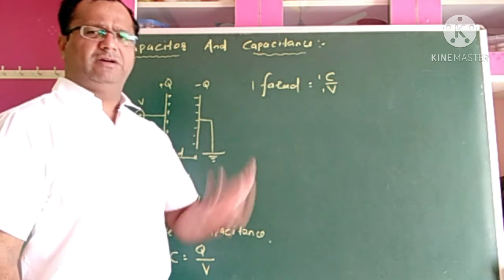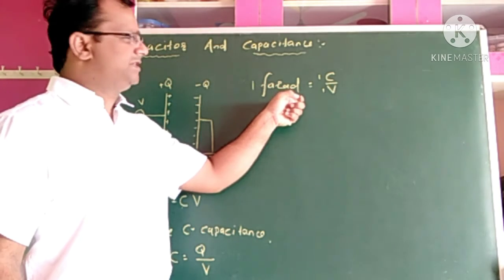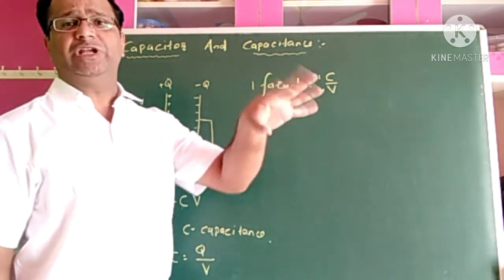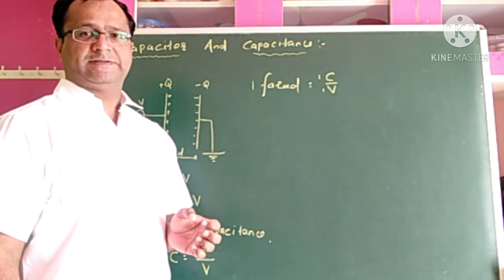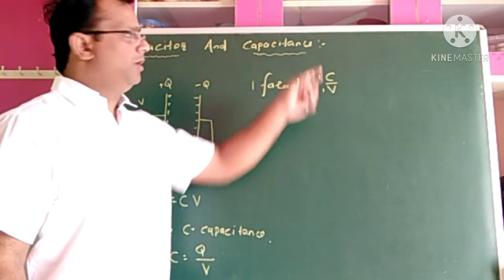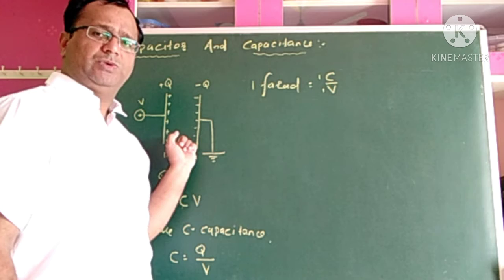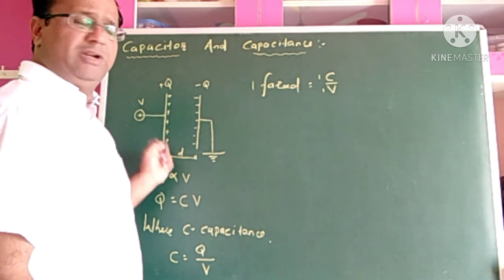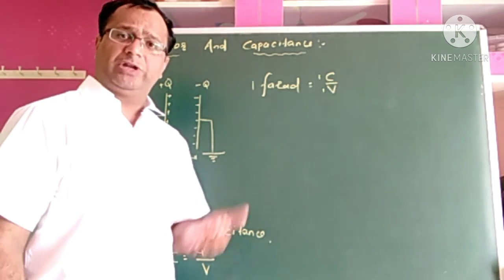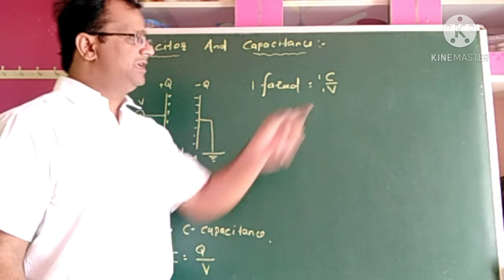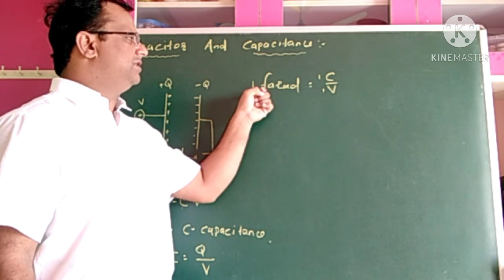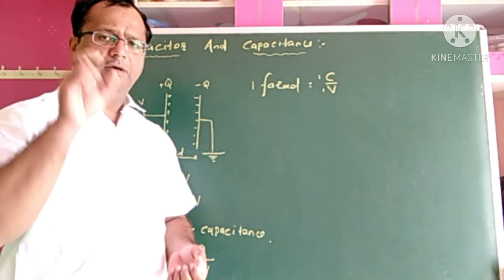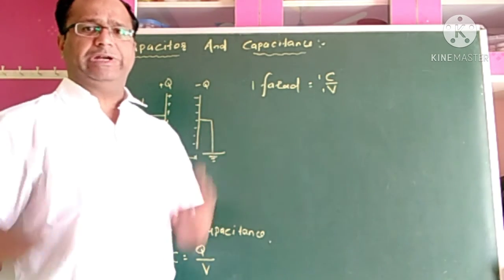Or sometimes it is defined as: 1 farad of capacitance is the capacitance for which the electrical potential rises by 1 volt when 1 coulomb of charge is given to it. Right? It means that if we give 1 coulomb of charge to this one, and due to that 1 volt of electrical potential difference is produced, then such capacitance is called 1 farad. And here, farad is a big unit.